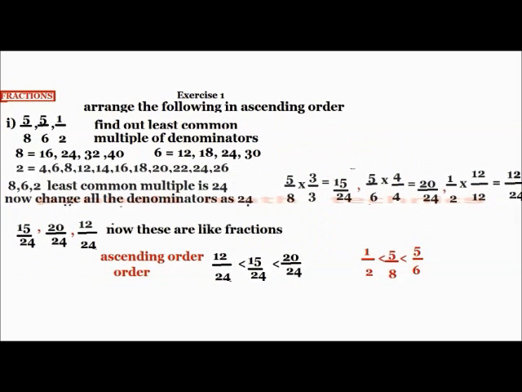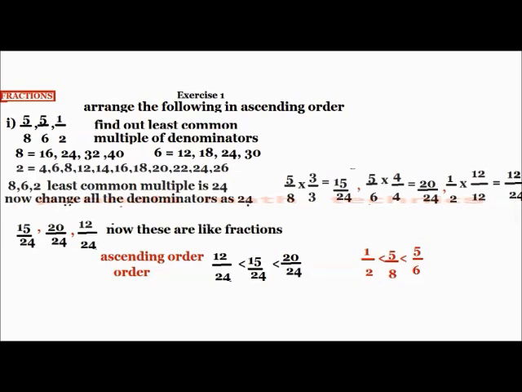Arrange the following in ascending order: 5 by 8, 5 by 6, 1 by 2. Find out the least common multiple of the denominators. So 24 is the least common multiple of the 3 numbers. Now change all the denominators into 24. So now 15 by 24, 20 by 24, 12 by 24. Now these are like fractions.